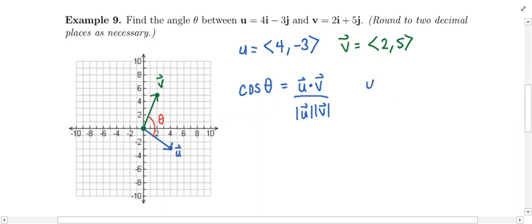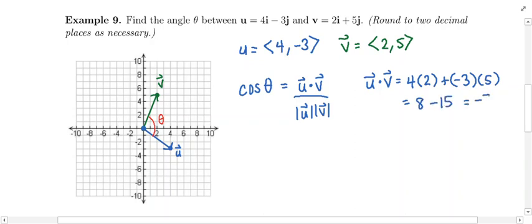I'm going to go out to the side and I'm going to do u dot v. So I need to take the horizontal components and multiply those together. So this is going to be 4 times 2. And then I need to take the vertical components and multiply them together. So this is going to be -3 times 5. Add the results. So this is going to be 8 minus 15.